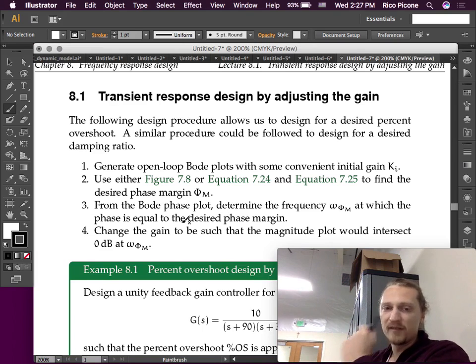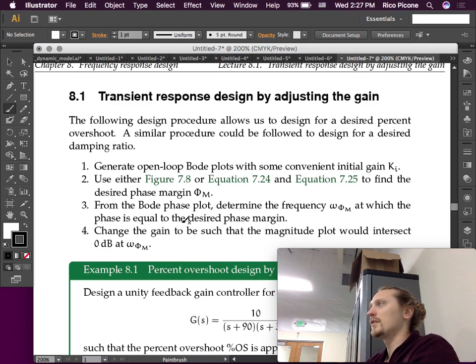It's pretty straightforward, and actually pretty easy when you look at it in a Bode plot. But there are some things to watch out for and some caveats, and when we walk through this problem, we'll see some of them.